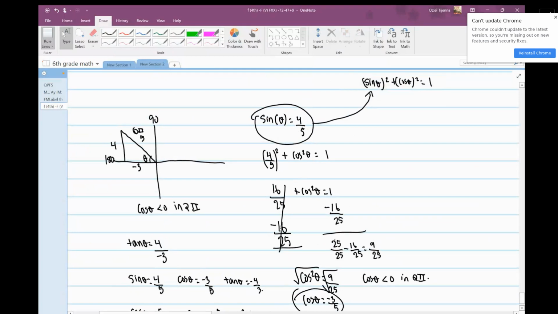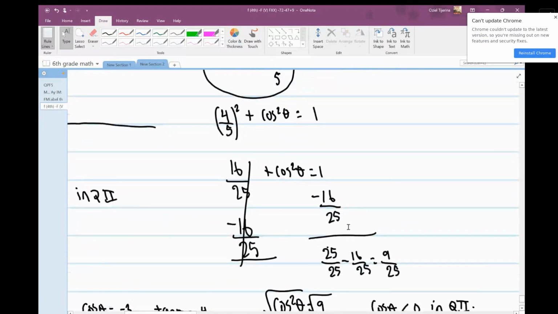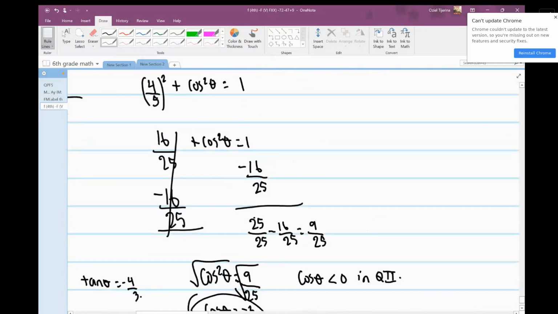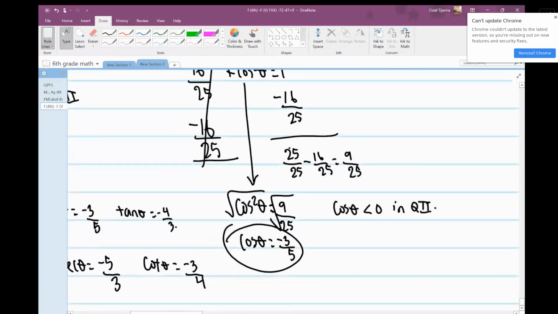Then I subtracted 16 over 25 on both sides. The way that I got 25 over 25 was because it has to have the same denominator. So 25 over 25 minus 16 over 25 was 9 over 25. So that was what cosine squared theta ended up being. Then I took the square root, and because like I said, theta is in the second quadrant, cosine is less than 0. So it's negative. So I got that it was -3/5.